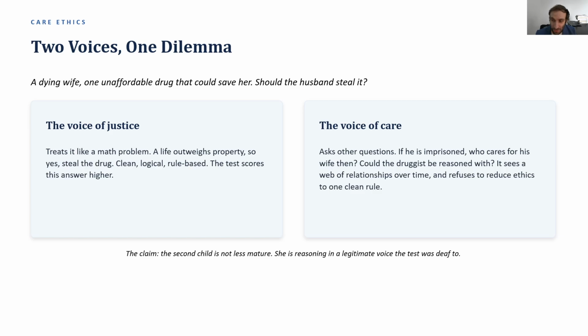Now, on the test, the first answer scores higher. But look carefully at the second child. She is not failing to solve the puzzle. Rather, she is seeing the whole web of relationships stretched out over time. She refuses to reduce ethics to clean, mere rules. Gilligan then called this second way of reasoning the voice of care, as opposed to the voice of justice. And her claim was that this care voice was not less mature. It was a legitimate and largely ignored way of thinking about morality.